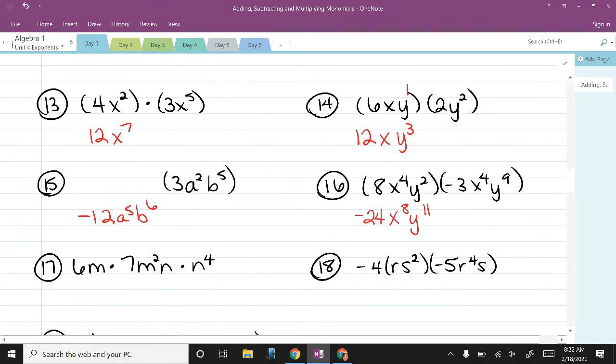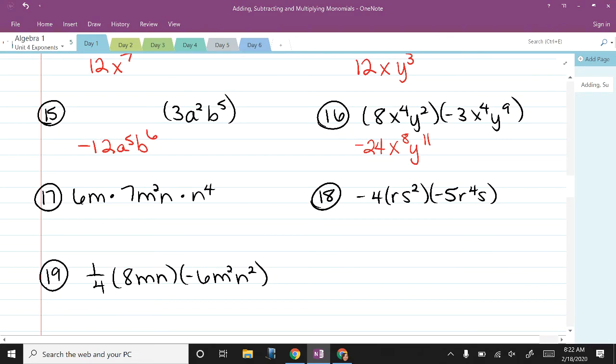Number 17. How many monomials do we see on number 17? There's 3 of them, right? And this time it's separated by dots instead of parentheses. That's okay. Sometimes it's dots, sometimes it's parentheses, sometimes it's both. So we got 6m times 7m squared n times n to the 4th. Yep, do all your coefficients first. I know what I was talking about when I say coefficients, right? The numbers in front of variables.